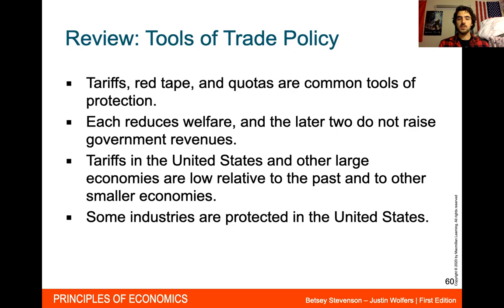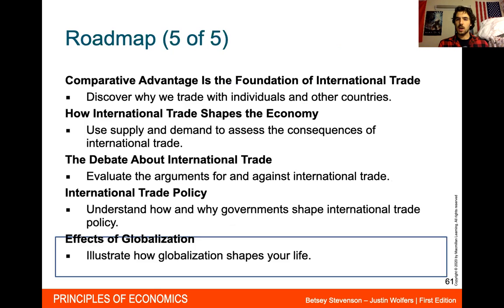Some industries are protected in the United States. Remember that? Farmers' lobby. Yeah, farmers' lobby, not the food lobby. The farmers' lobby is protecting the United States and subsidized. That concludes 9.4. If you guys have any questions, let me know.